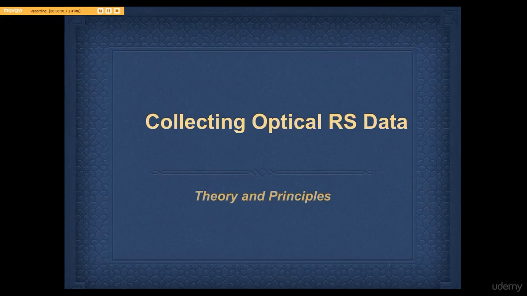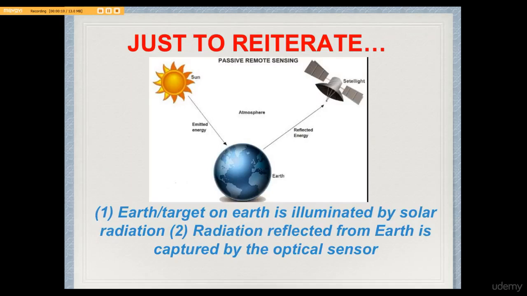In this lecture, I will talk you through the theory and principles of collecting optical remote sensing data. So just to reiterate, and this is something we covered in the previous section, passive remote sensing is a form of remote sensing in which Earth or the target on Earth is illuminated by solar radiation, and the reflected energy reflected back from Earth is captured by the optical sensor.